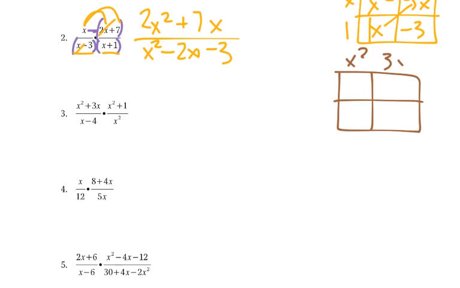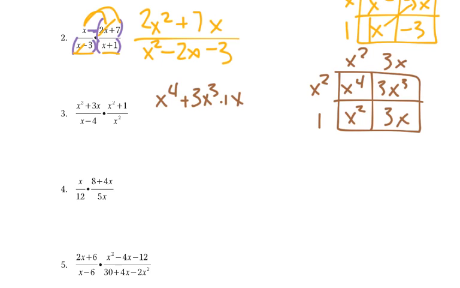So x squared, 3x, x squared, and positive 1. So x to the 4th, 3x to the 3rd, x squared, and 3x. So the top becomes x to the 4th plus 3x cubed plus x squared plus 3x. And the bottom becomes x squared times x would be x cubed minus x squared times 4 would be 4x squared.